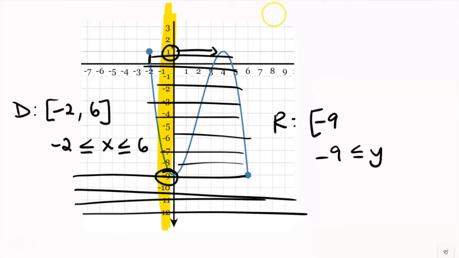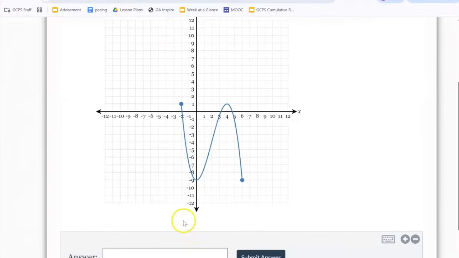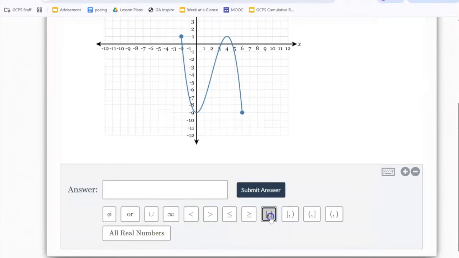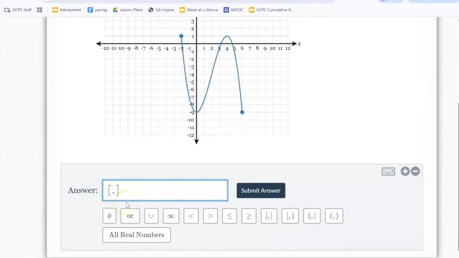Whether you're looking here or looking here, they're both closed. But once again, even if this was open and this is closed, you would still close it. So this is 1. Closed is a bracket, or less than or equal to. Both notations will work. Since I used this notation last time, I'll use the other notation now. So closed, closed, -9, +1.